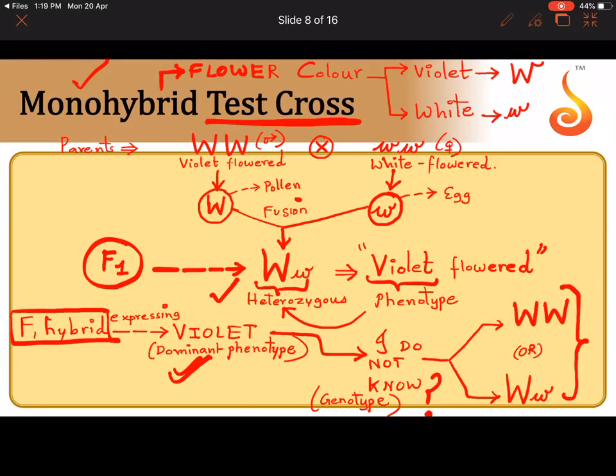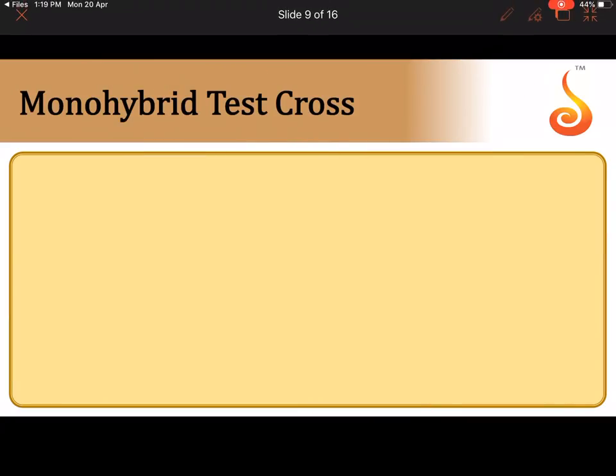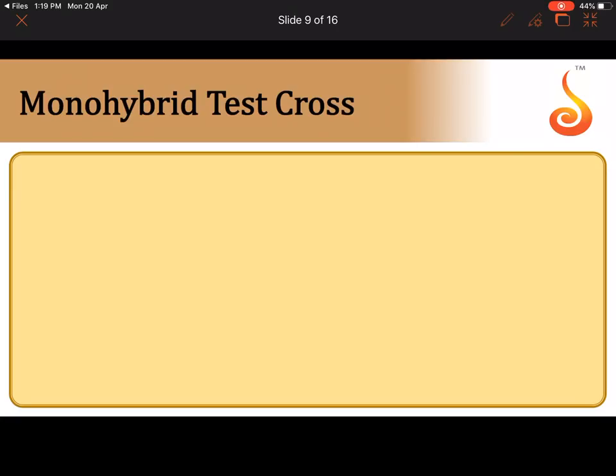I can see that the F1 hybrid is bearing violet flowers. What I can't see is whether it is capital W, capital W, or capital W, small w. Here you know because I have written it on paper, but when you are actually doing the experiment, you don't know. So to find that out, he devised a cross which is called a monohybrid or just a test cross. Let us write the definition of the test cross here. Or before the definition, let me conduct the test cross and show it to you.